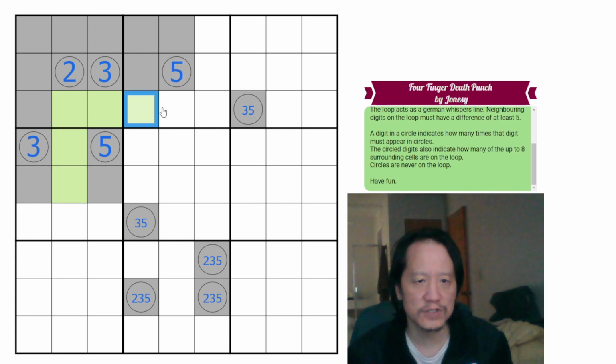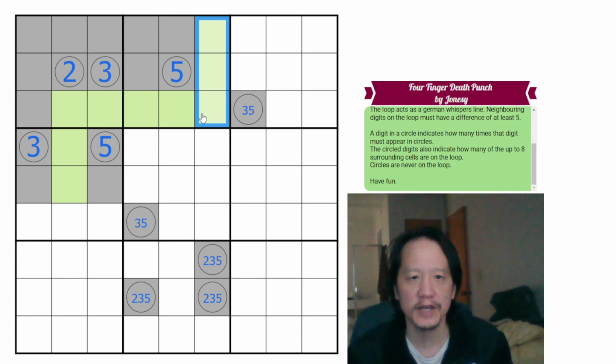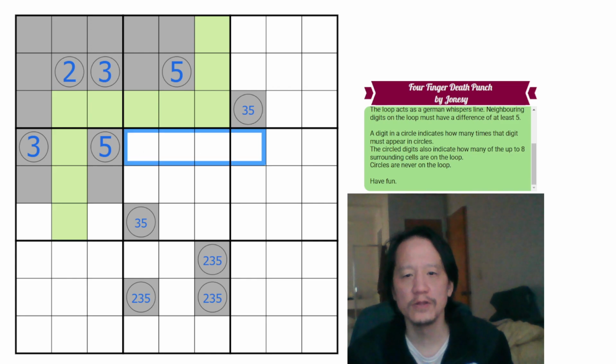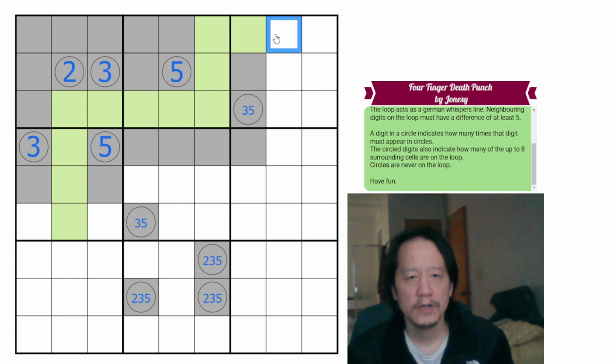In addition, since this is 5, we know this loop has to cover the rest of the 5 remaining cells here. This has to go here. None of these can be on the loop because they would touch it. This can't be on the loop because it would touch it, so it must go here. This is 3 or 5. This is 5, this is 5.